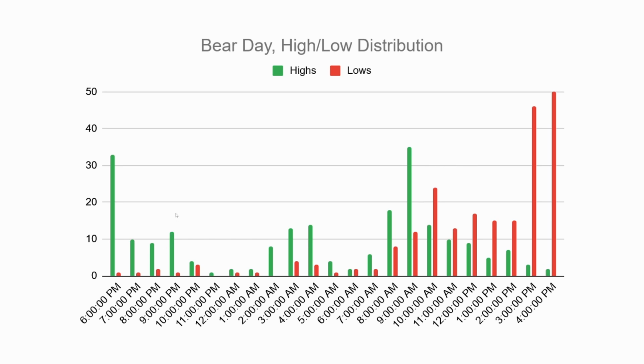Now, the structure is slightly less rigid here than it is for the bullish days, and I tend to find, actually, when I'm doing this kind of stuff, that the bearish days tend to be a little bit less structured. They tend to deliver slightly less structured price action in terms of the distribution of highs and lows, and actually the bullish days tend to be a bit neater.